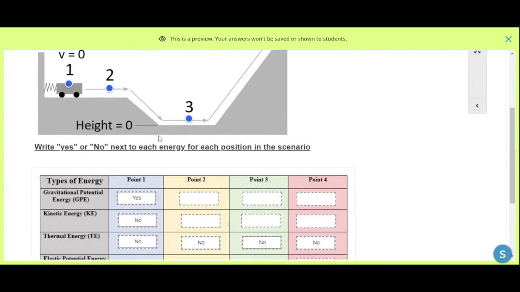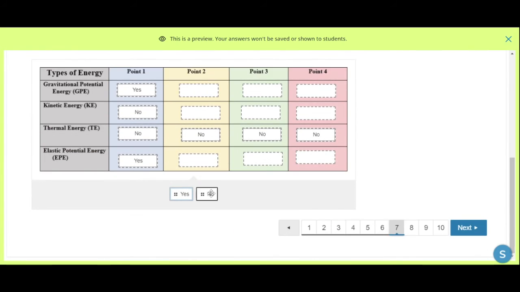Number 2 is when we are right here and the spring is no longer touching it. So the cart is now moving and the spring is not touching it. If there's no spring, there's no elastic potential.